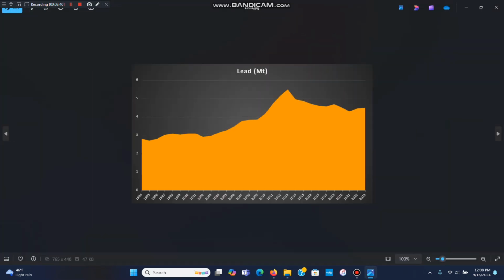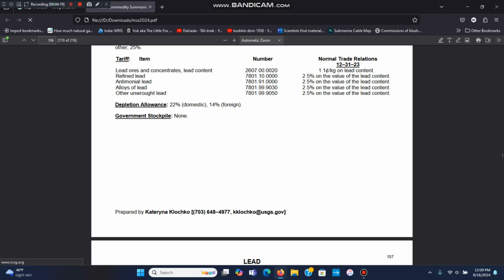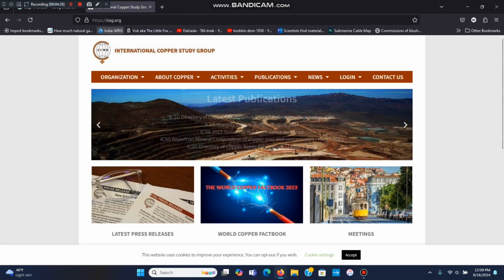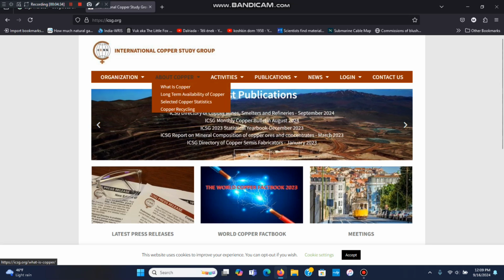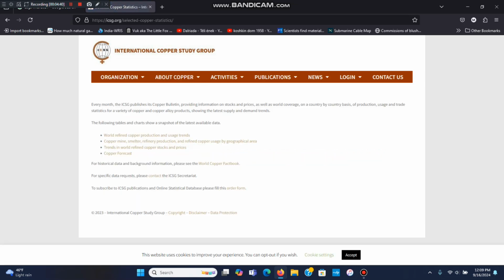But for example, in lead's case, it looks something like this for lead production in million tons total globally over the course of time. For more up-to-date, more immediate, like monthly things, there are a few specific sites for some specific metals. For example, copper. The International Copper Study Group, if you just search that up, or you can just put in icsg.org, that will bring you to their page, and you hold the cursor over About Copper, go down to Select Copper Statistics, and you will get a selection of things.